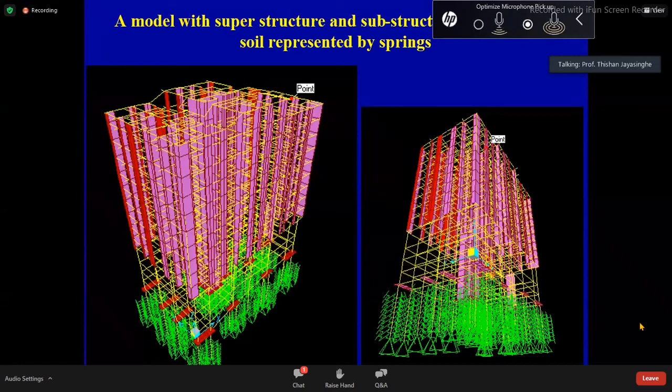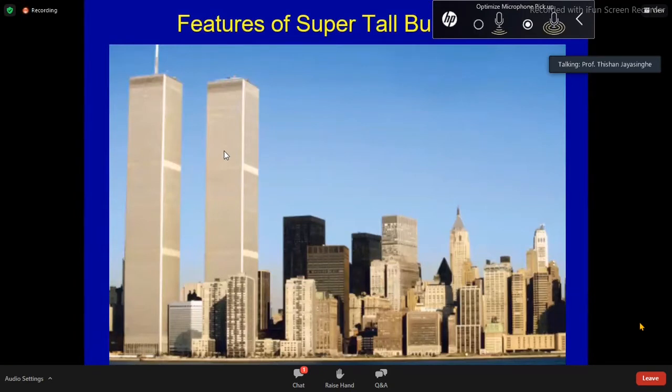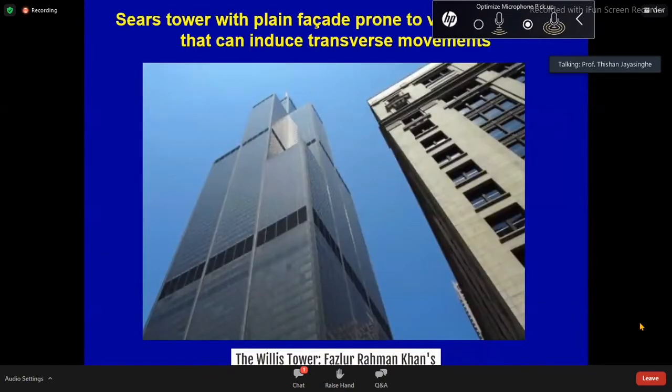But when you move beyond 50 stories, now you are thinking of fairly tall buildings or super tall buildings. So super tall buildings, and this is the Twin Tower World Trade Center that collapsed due to the aircraft collision. And if I ask what is the area of each of these floors, then the answer is each floor had an area of 1 acre. And this is one of the tallest buildings, very efficient building.